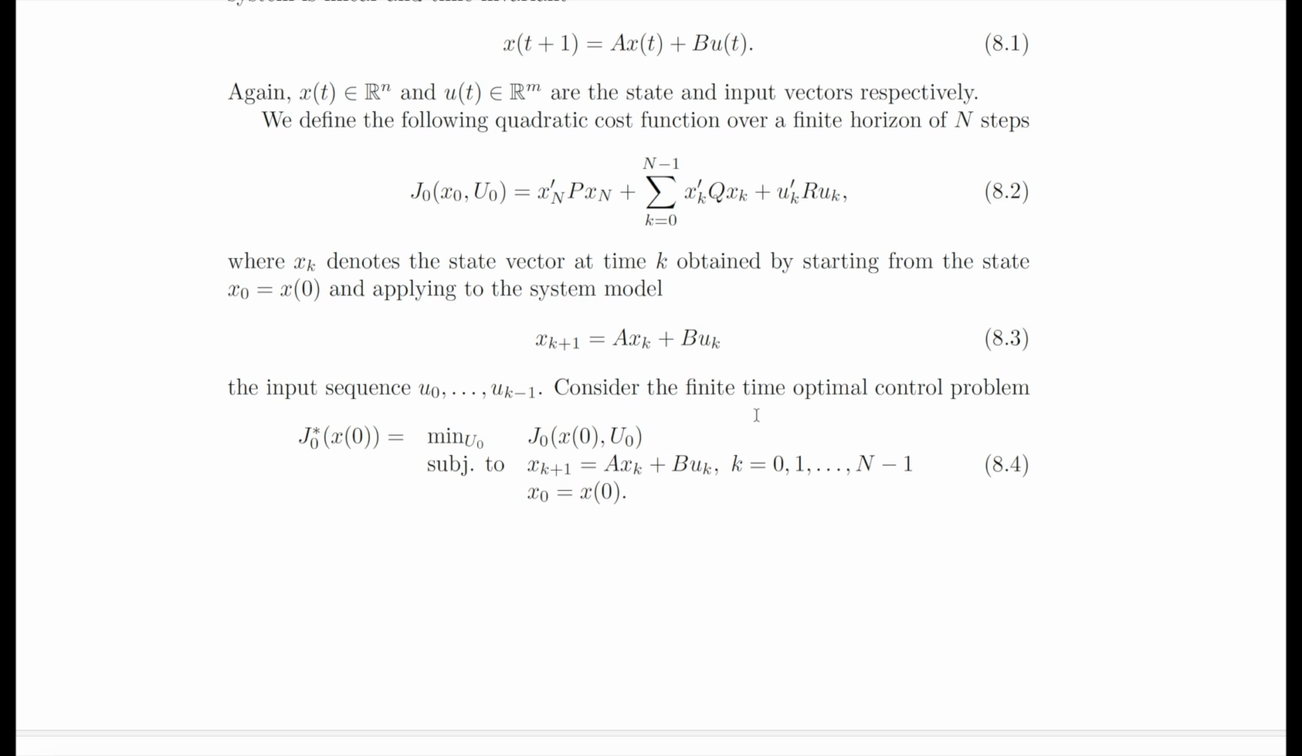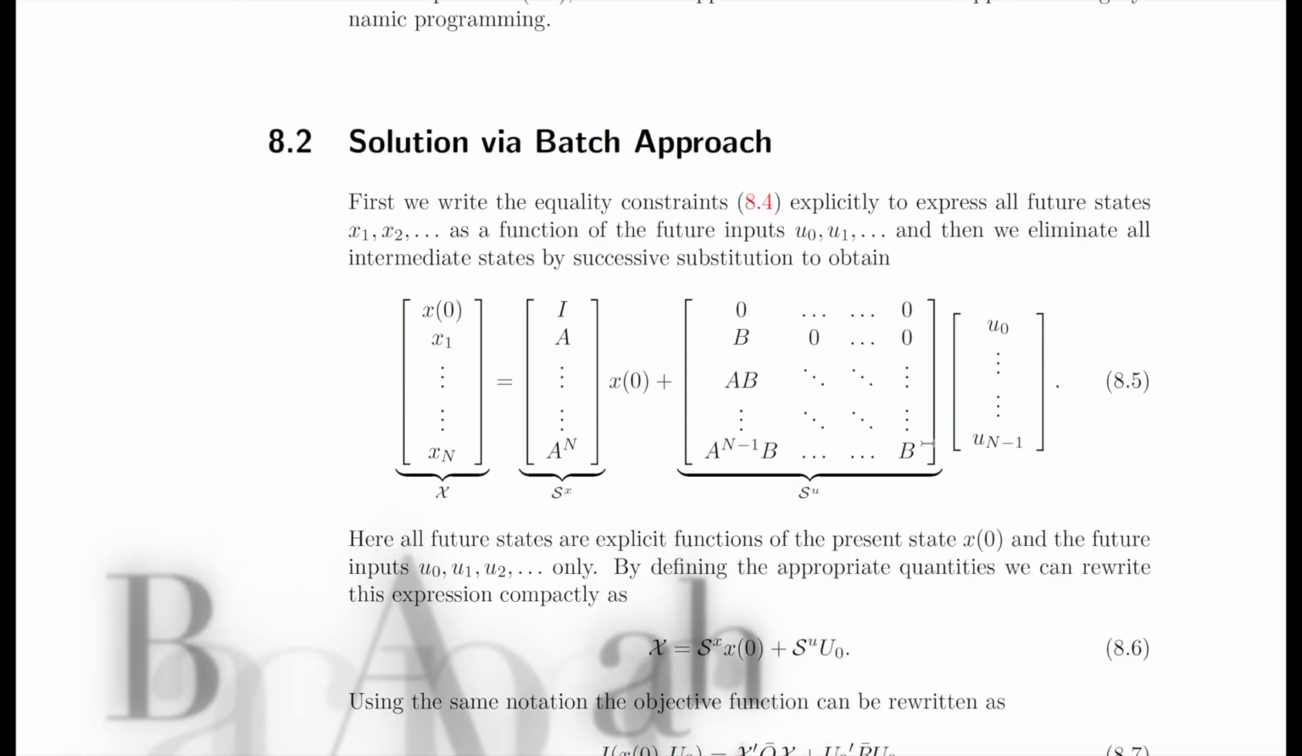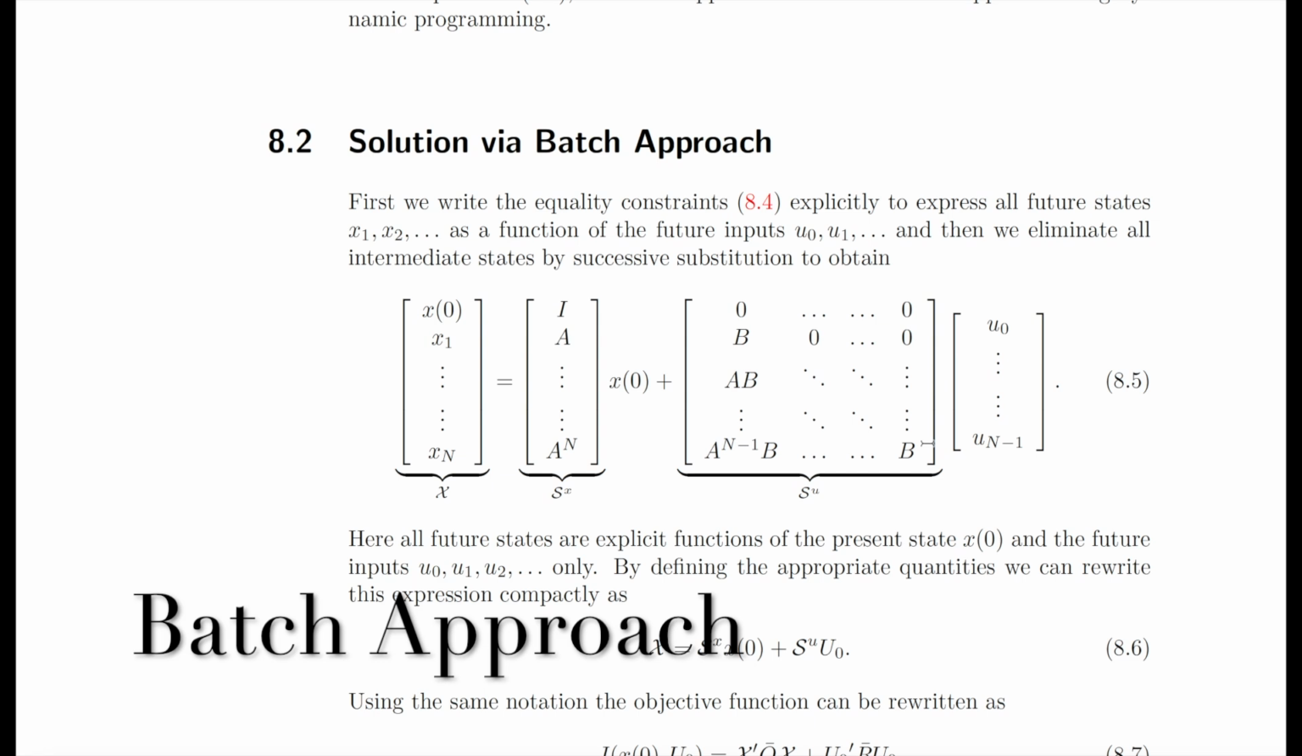Now let us forget that we have constraints on the input and on the state as cited in the exercise. So here we have to find the input u that minimizes this quadratic cost function subject to the constraints on the initial state and also on the dynamics of the linear system that we are studying, and k is from 0 to N minus 1. This problem can be solved either by batch approach or iterative approach.